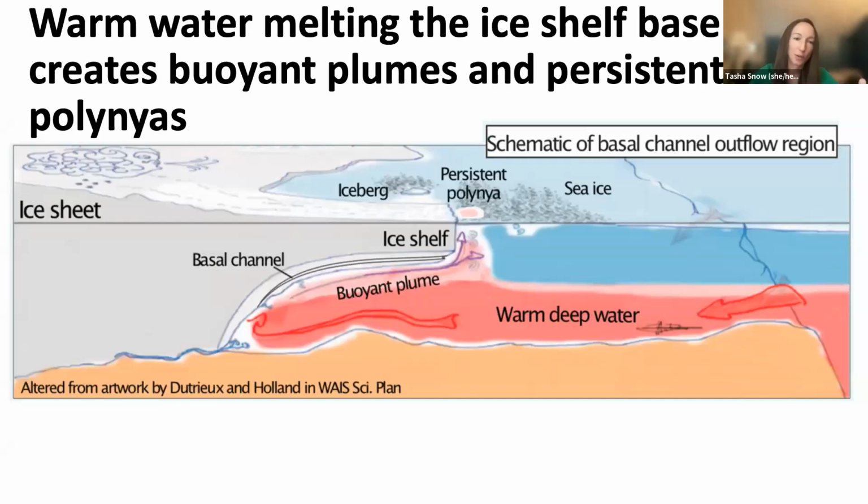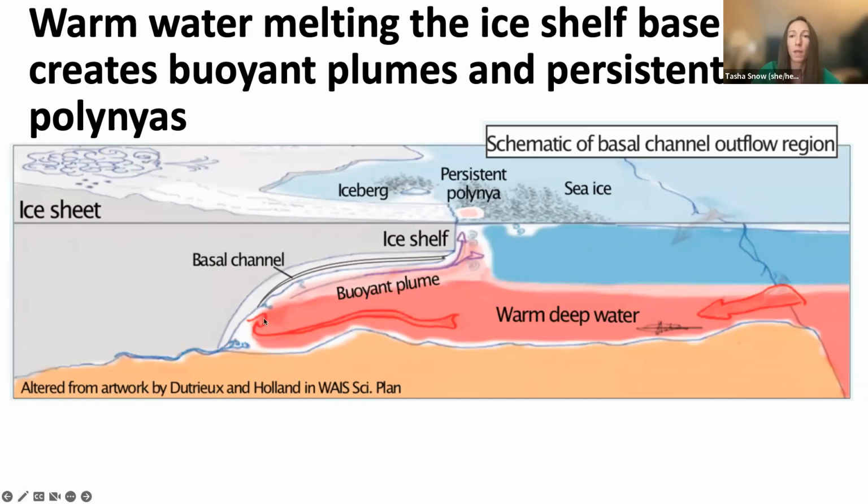So, to tell you what basal channels and persistent polynyas are in case you aren't familiar: as I said, around Antarctica, you have warm water coming in at depth, creating a plume that rises towards the surface. Because that plume is turbulent, it entrains warm water into it as it rises. It also finds topographic highs in the bottom of the ice shelf and preferentially follows these. And so they follow the same path over and over and over again underneath the ice shelf.